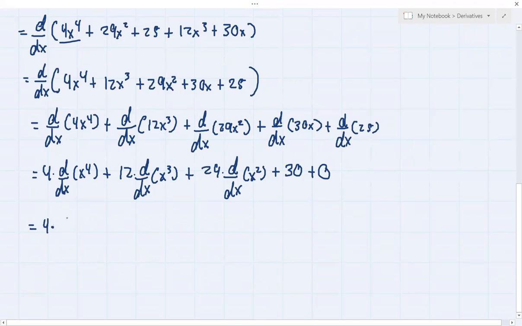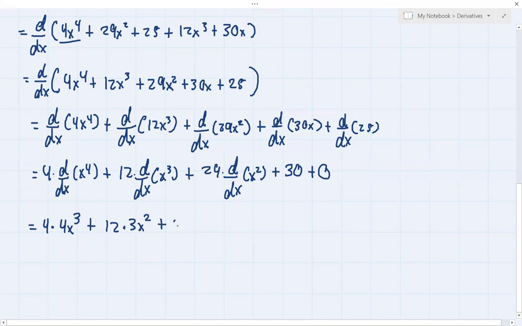So 4 times the derivative of x raised to 4, we will use the power rule of differentiation. Magiging 4x raised to 4 minus 1. So 4 minus 1 is 3. Okay? So sa second term, ganun din. Okay, we will do the same thing. So we will have 3x raised to 3 minus 1. So 3 minus 1 is 2.